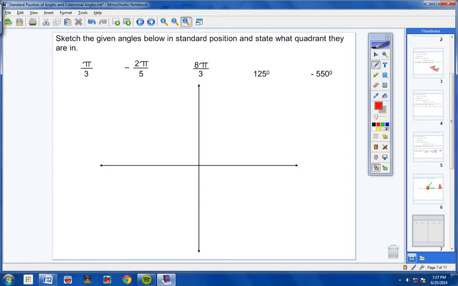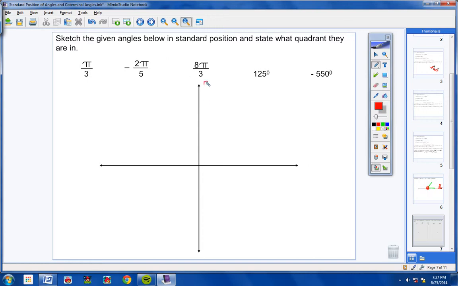Now, I would like you to sketch these angles in standard position. I'm going to go very quickly, so please take some really good notes quickly. Now, in these situations, I'm going to give you a choice. You can convert these over to degrees very quickly and use degrees. I have no problem with that. Or you can leave them radians, and I will do both of them very quickly.